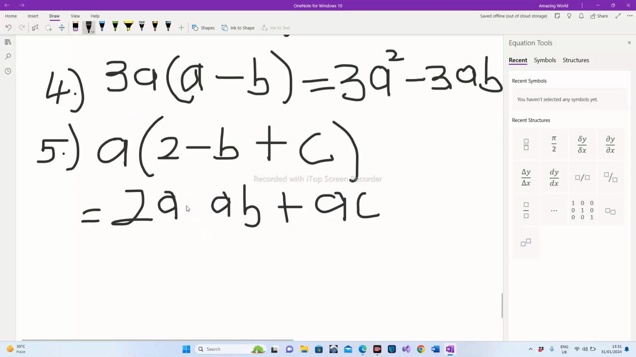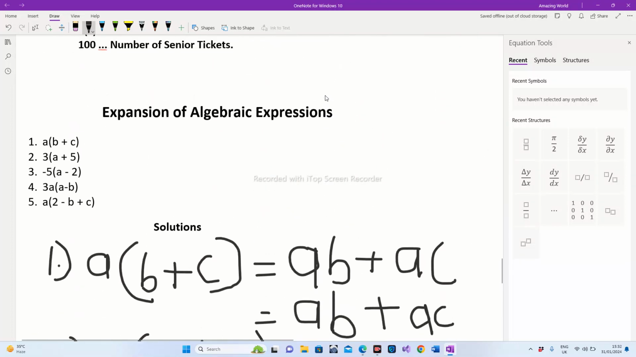So, ladies and gentlemen, this is where we'll be drawing our curtain today on expansion of algebraic expressions. I hope you had the best of time with me today.